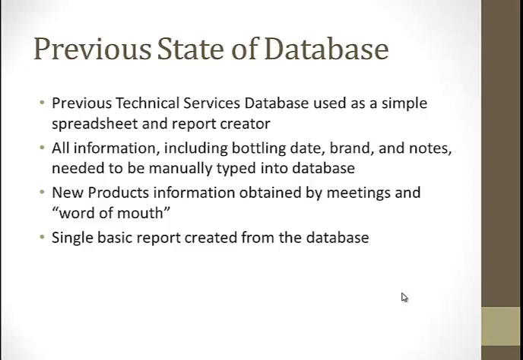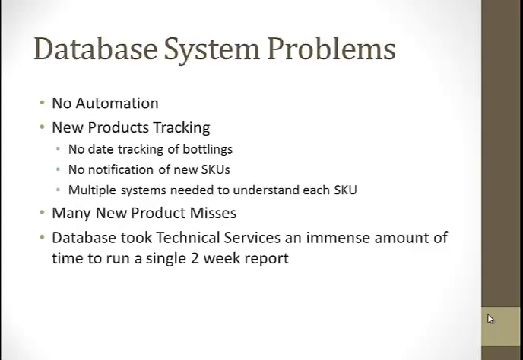Each week, I would need to manually go into this spreadsheet and change all of the data if it had changed the week before. In order to find out what new products are going to be bottling in the next 2 weeks, and what key information I need to hold in the notes section, I needed to go off of what I learned in meetings and what I could find out by word of mouth. From this Microsoft Access database, a single basic report was made. This report was the 2-week outlook.